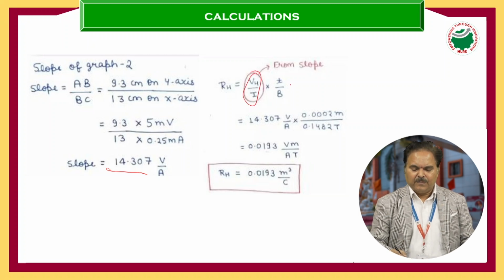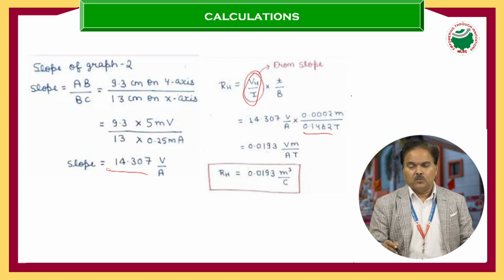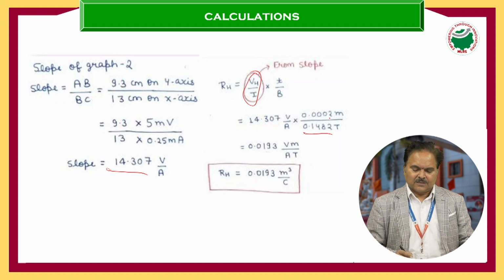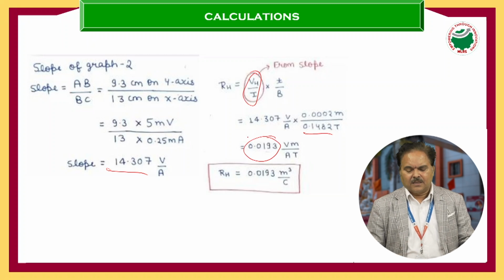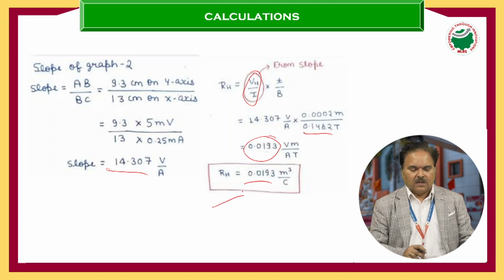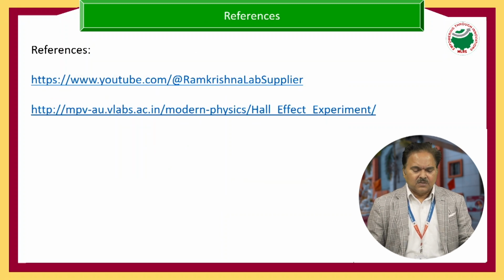We need two other parameters, that is the thickness of the sample and the magnetic field. How much magnetic field do we use? That is 0.482 Tesla. The thickness of the sample is 0.2 millimeters, that means 0.0002 meters. In that way, we are getting around 0.193, that is the Hall coefficient value, in meter cube per coulomb. This is the Hall coefficient for calculating any type of material, be it semiconductor or insulator.